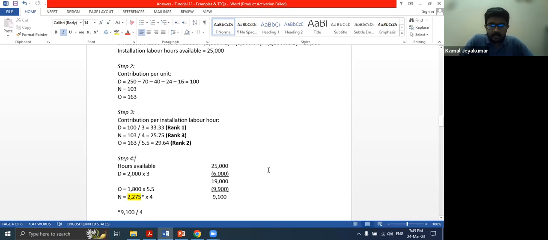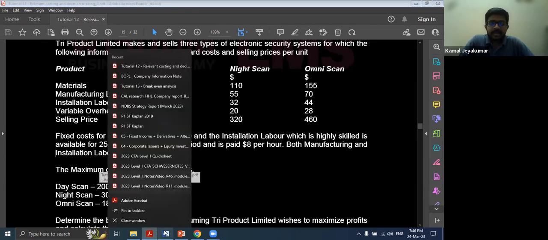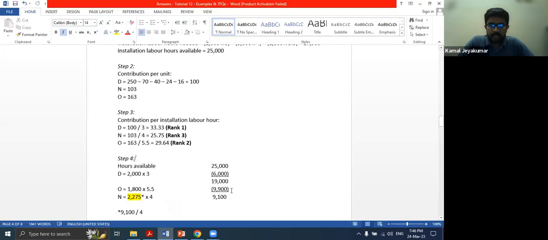we decide how to go about making this product. So we have 25,000 hours available in installation labor. First we have to start by making the Dayscan product. The maximum number of units that we will make in Dayscan is 2,000, right? Because in the question they have given, maximum demand for Dayscan is 2,000 units. So if we make anything more than that, we can't sell, right? Because demand will be exhausted.